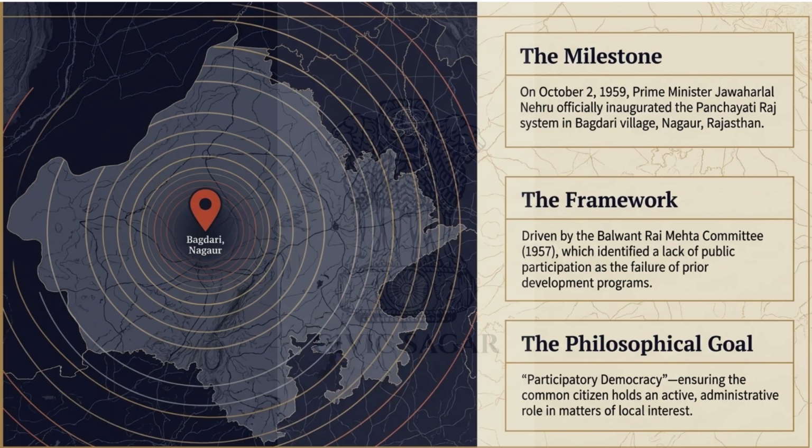Beyond state assembly politics, Rajasthan holds a landmark place in Indian civic history. On October 2, 1959, Prime Minister Jawaharlal Nehru inaugurated India's Panchayati Raj system in Bagdari village, Nagaur district. Following the recommendations of the Balwant Rai Mehta Committee, this move transformed local administration, moving away from top-down programs toward genuine participatory democracy at the village level.